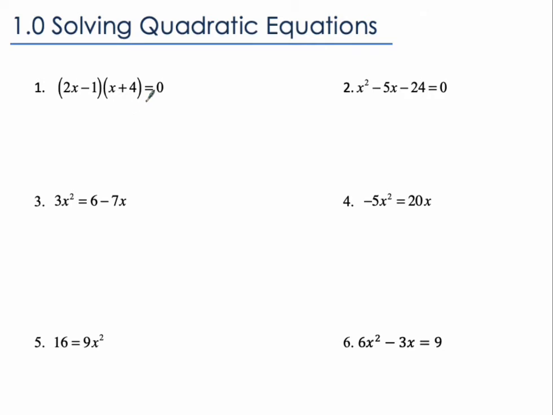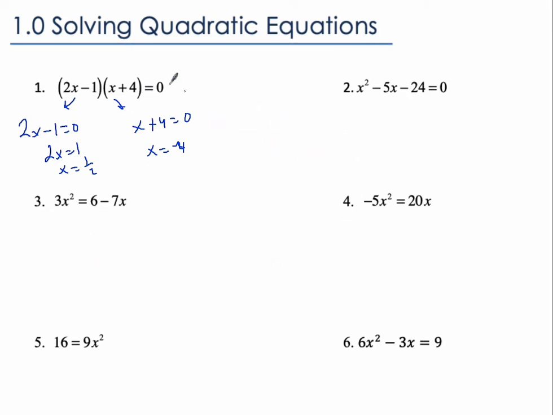So in the first example, we've already got a quadratic that's factorized, so it's pretty easy. If the two terms multiply to give you 0, then either this one is equal to 0 or x plus 4 equals 0. So then we can solve each of these independently and get two solutions. Those are two answers for the first quadratic.